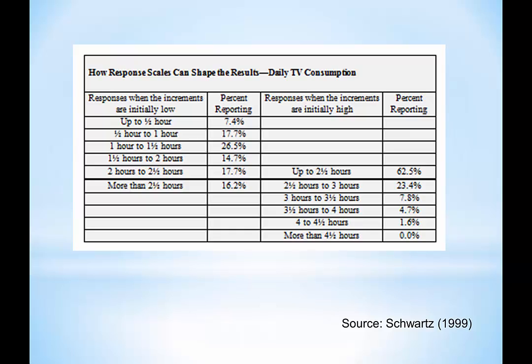And then look at what happens. So even where you start the scale, even though there were 6 increments there on both sides of that left and right frame, you can see the context, the anchoring can make a difference in the amount of time people are reporting that they watch television.